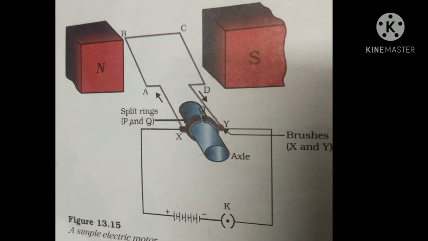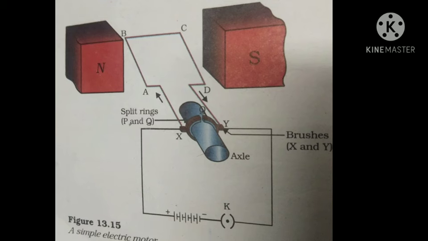The ends of the coil are connected to the two halves P and Q of a split ring. The inner sides of these halves are insulated and attached to an axle. The external conducting edges of P and Q touch conducting stationary brushes X and Y respectively, as shown in the figure. Current in the coil ABCD enters from the source battery through the conducting brush X and flows back to the battery through the brush Y.